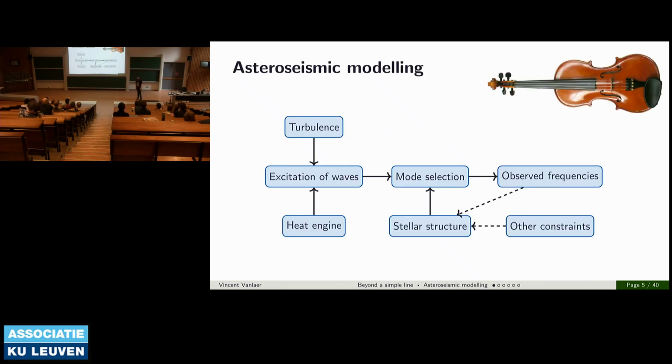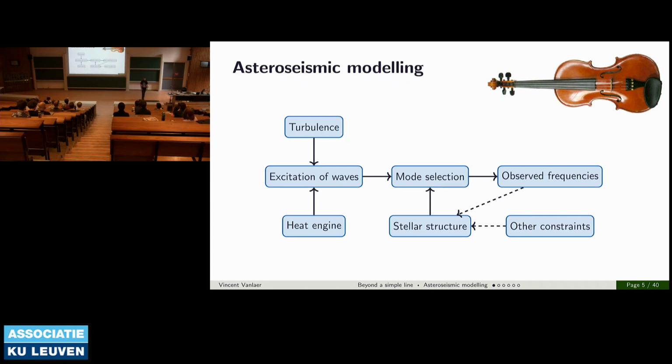All right, asteroseismic modeling. What is that about? If you have a star, there are multiple mechanisms that excite waves in those stars. You can have turbulence, you can have certain layers in the star that effectively act like a heat engine, continuously contracting and expanding, and that generate waves. It's like if you have a violin here, if you take a bow and strike one of the strings, then there will be waves starting to travel along that string.